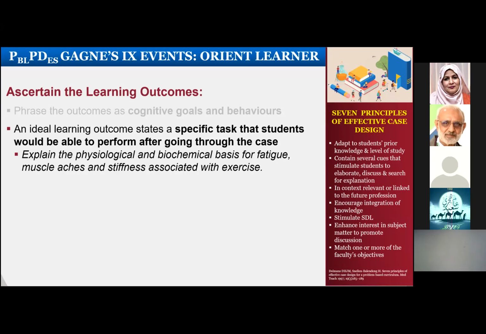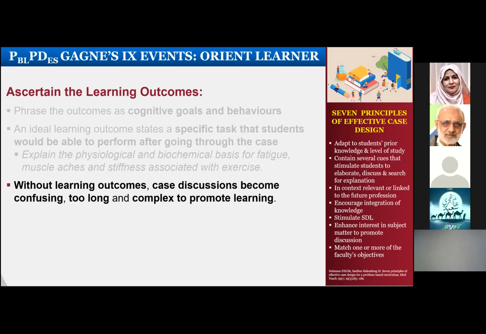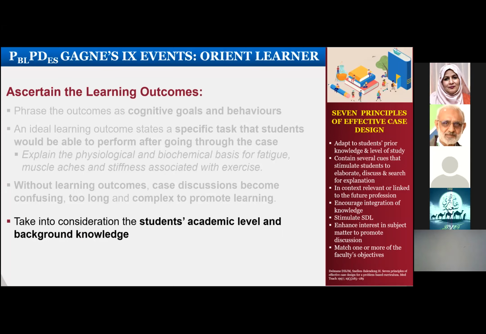For example, explain the physiological and biochemical basis for fatigue, muscle ache, and stiffness, which is associated with exercise. If the case is, say, on exercise and you want to deal more with the physiological and biological component of it. Without learning outcomes, the case discussion becomes confusing, too long and complex to promote learning. Take into consideration the students' academic level and the background knowledge. Again, very important. That's what I said.